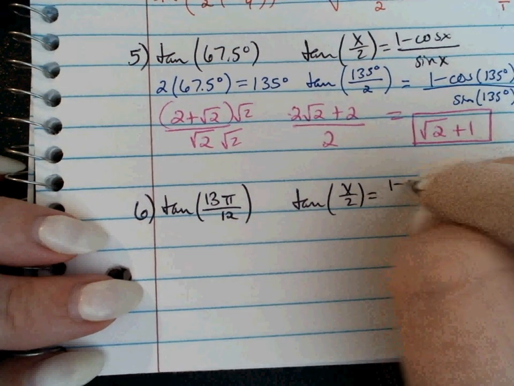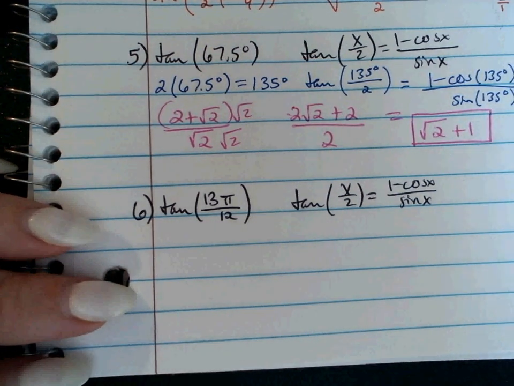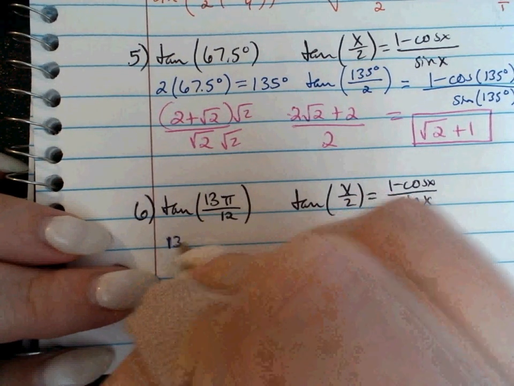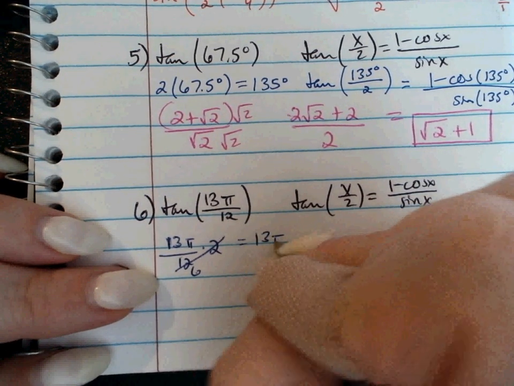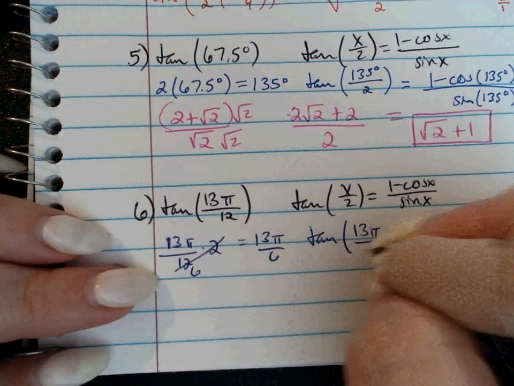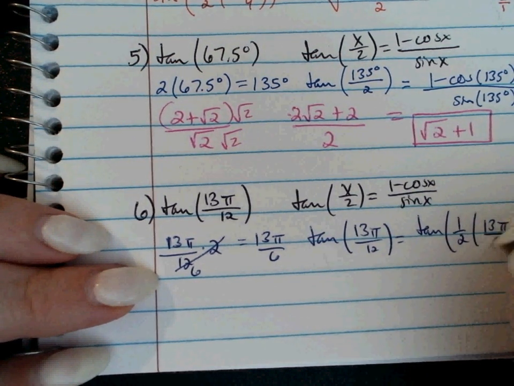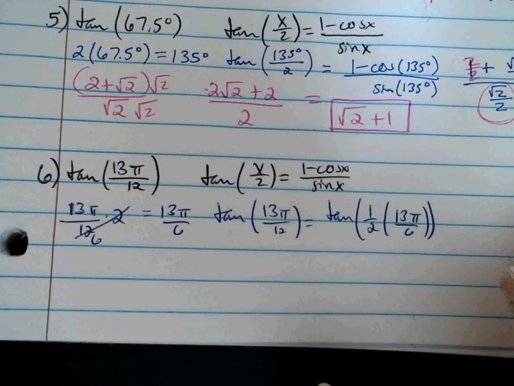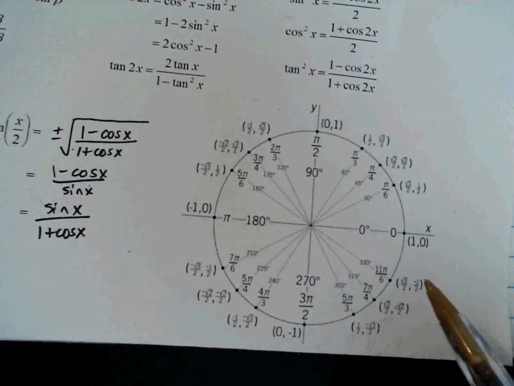So tangent of half angle equals, again, 1 minus cosine divided by sine of whatever that angle is. So let's multiply this in times 2. 13 pi over 12 times 2 equals 13 pi over 6. So tangent of 13 pi over 12 is equivalent to tangent of half of 13 pi over 6. So 13/6 is not on my unit circle, but it's very similar to the one we did a second ago with 9 pi over 8.